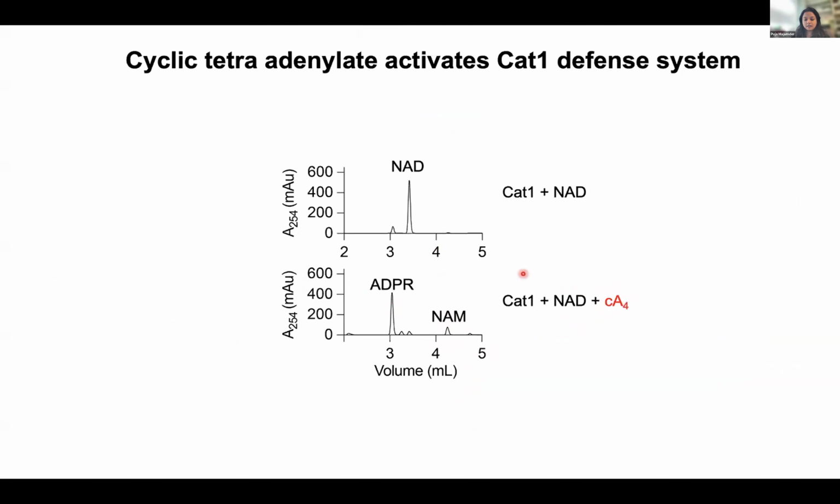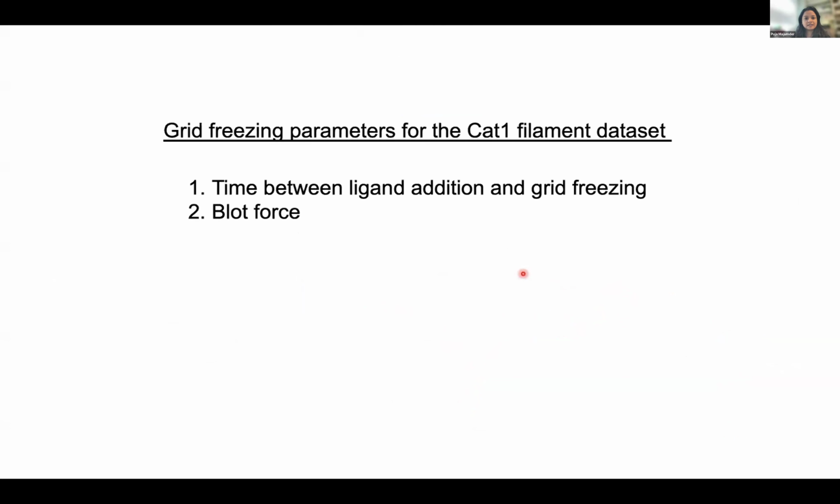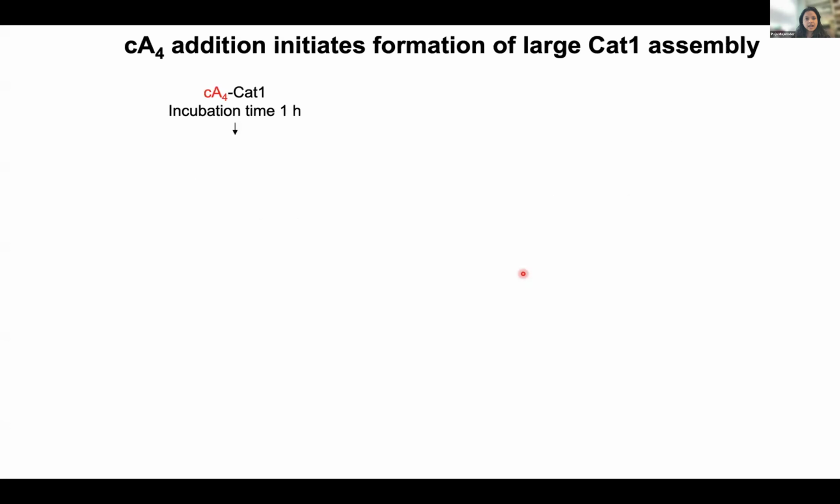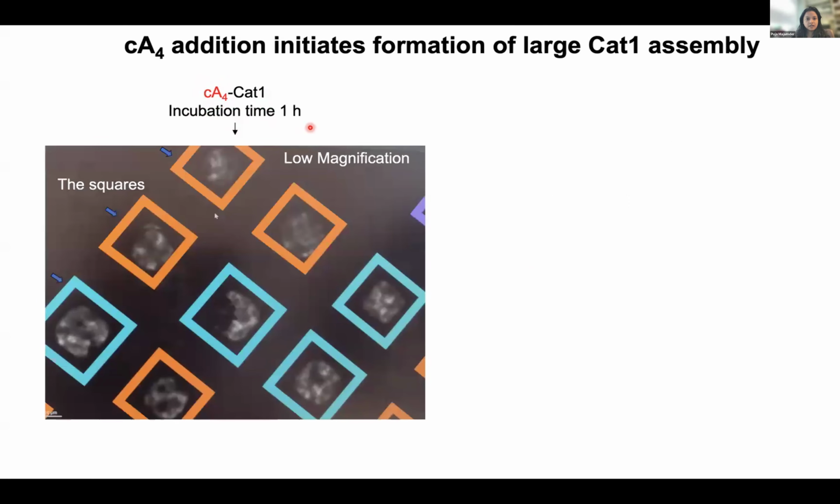Now we started our sample preparation and grid freezing for this active state of the CAT1 defense system. I must tell you that sample preparation and grid freezing was the rate-limiting step of this project. We started by incubating the small cyclic RNA molecule with the purified protein for 1 hour, and we see something like this.